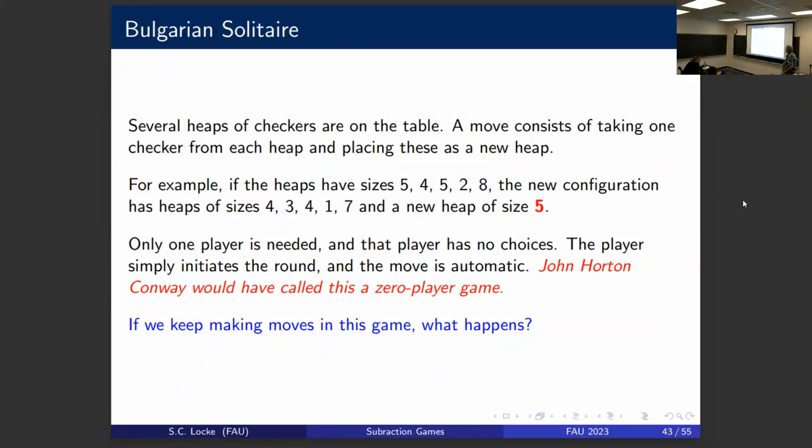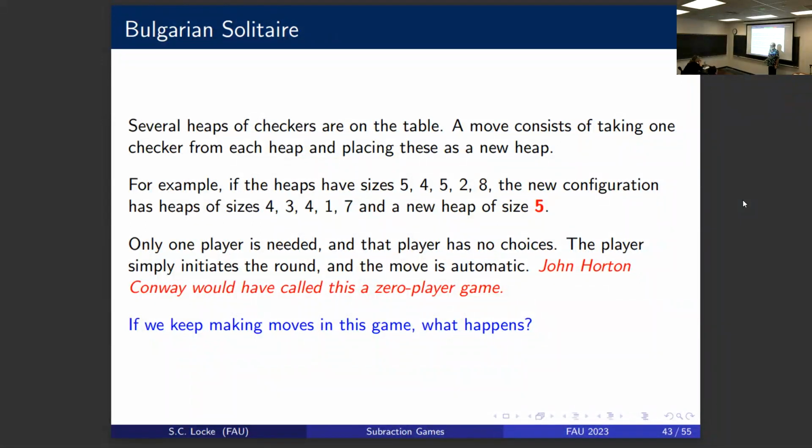And what happens is eventually it cycles. So let's say I have heaps of size 5, 4, 5, 2, 8. Well, if I take 1 from the 5, I get 4, 1 from the 4, I get 3, 1 from the 5, I get 4, 1 from the 2, I get 1, 1 from the 8, I get 7. And the new heap has 5 in it because I took 1, 2, 3, 4, 5 away. Only 1 player is needed, and that player doesn't have any choices. So it's really a 0-player game.